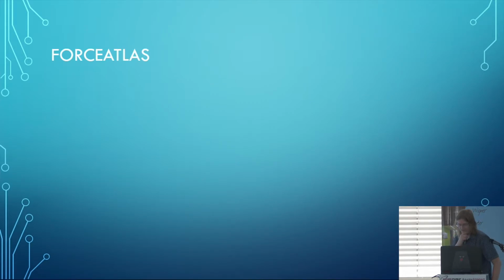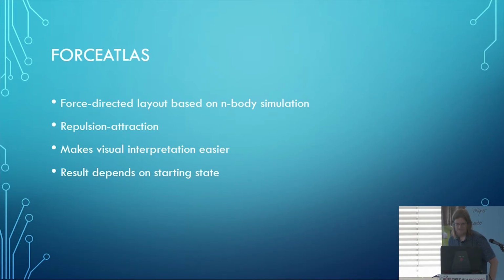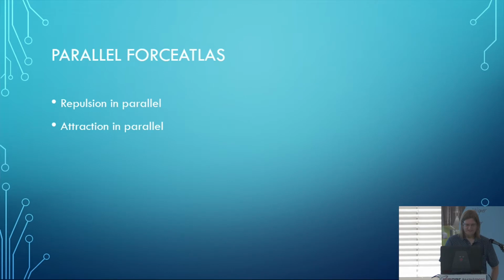So for the layout, we are using the force-directed layout, which is effectively an n-body simulation, which means that it is running the repulsion and the attraction parts. It makes the visual interpretation easier. The computation may not be better because you will have a lot of things to optimize in it. It depends on what you like to see, because on smaller graphs it works very fine, on bigger graphs it's very hard to do it efficiently, so we have some tricks to apply in it. And the result also seems to depend on the starting state.